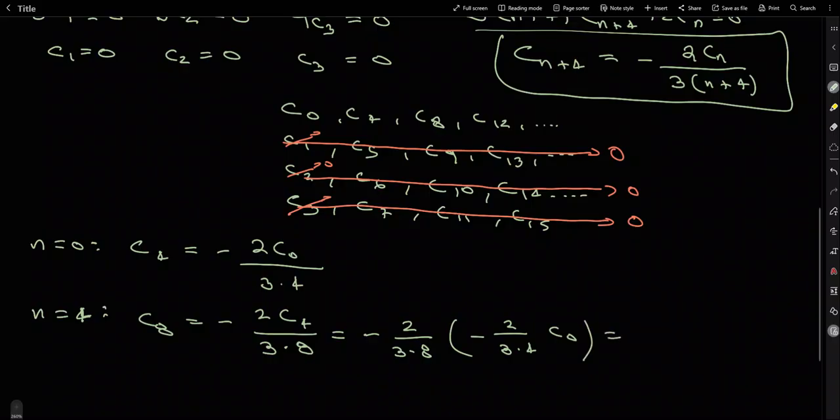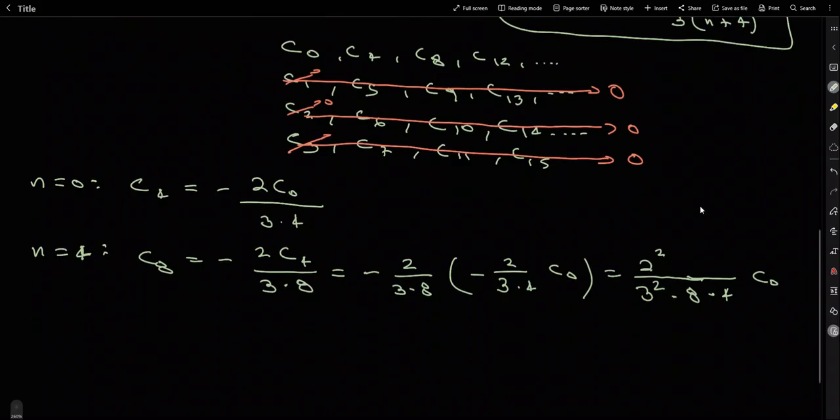And let me simplify this. A negative times a negative is positive. 2 times 2, that's 2 squared. I know it's 4, but let me write it as 2 times 2 because we need a pattern for the solution in series form. And then 3 times 3, not 9, actually 3 squared. And then 8 times 4, and that's c sub 0.